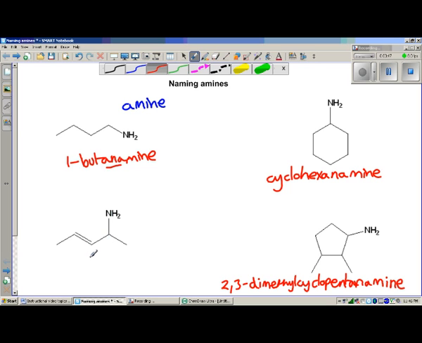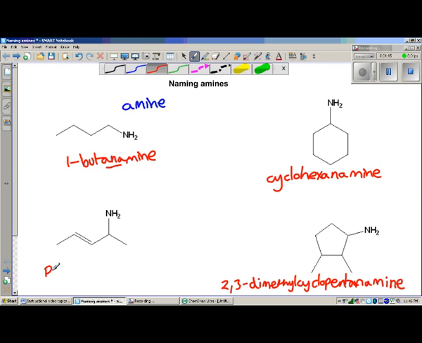However, we know this isn't going to work. Because we have a double bond here as well. So, how are we going to take this into account? Well, we do it in exactly the same way we did for an alcohol. We want to make sure that we have the number corresponding to where the amine is right before the amine, and then the number corresponding to where the double bond starts right before that.